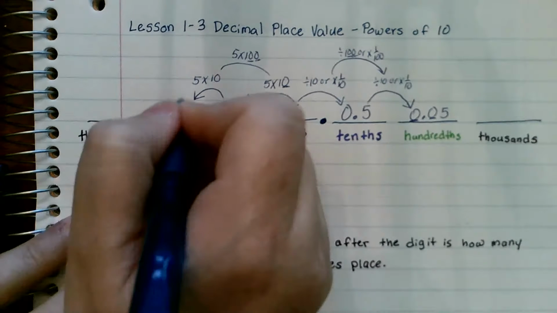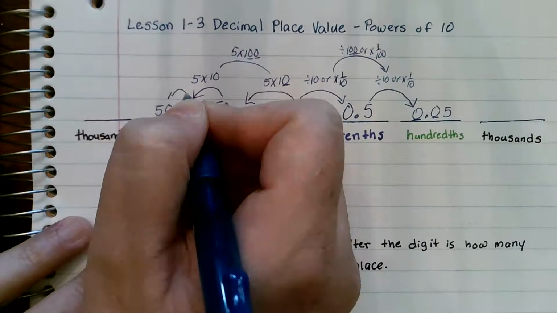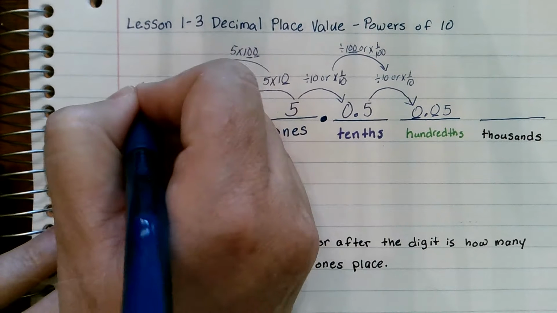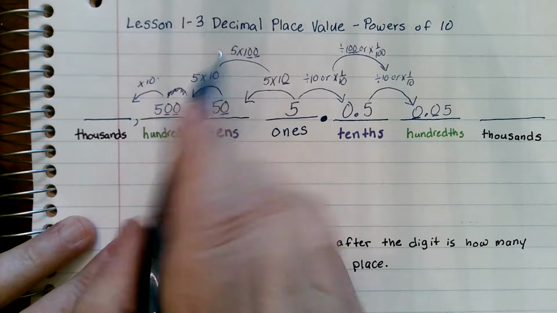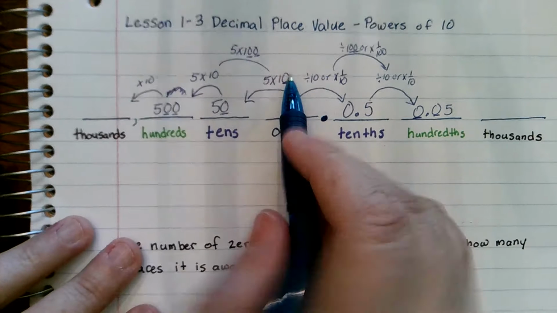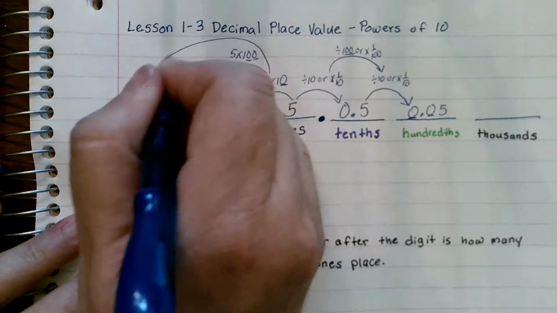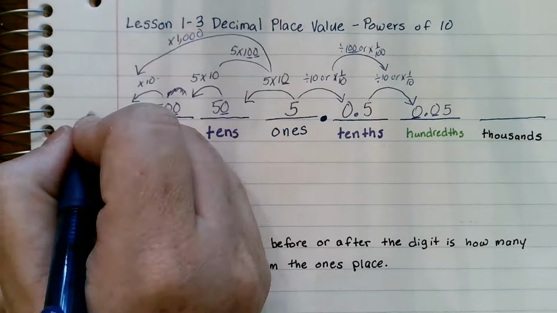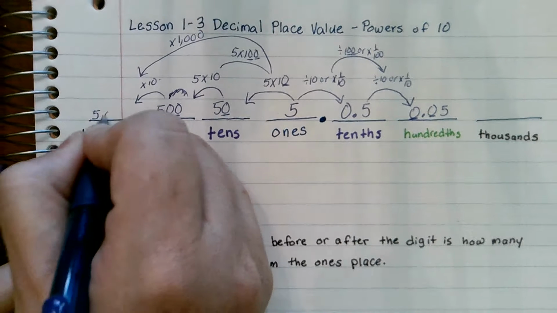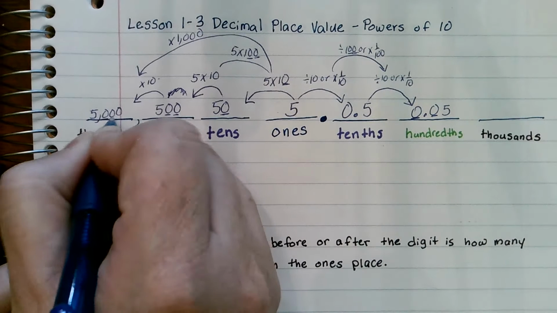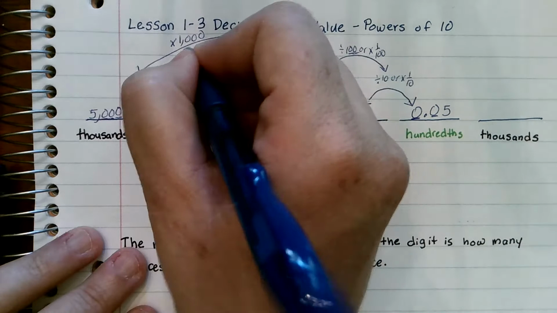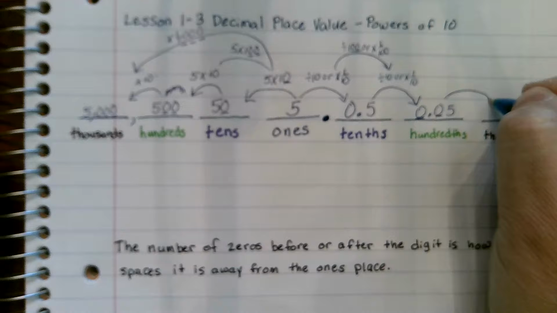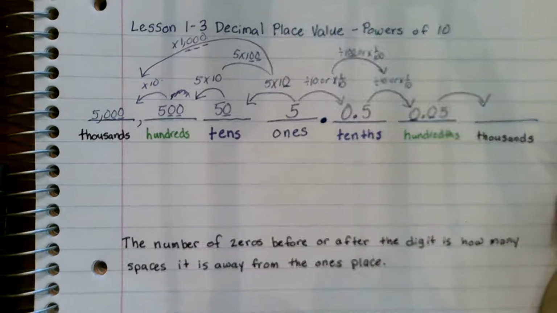And if I'm going to my thousands place, sorry about that, wrong place, right here. Again, it's going to be times 10, which would be 10 times 10 times 10, which would be times 1,000. So it's going to be 5,000. 1, 2, 3 zeros. 1, 2, 3 zeros. And if I'm going here, it's going to be the opposite.